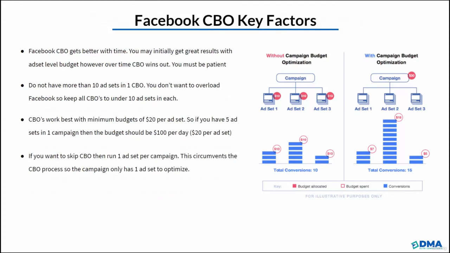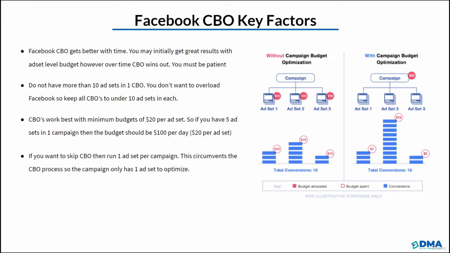Now, let's take a look at some campaign budget optimization key factors. What we want to keep in mind is that Facebook campaign budget optimizations get better with time, okay? You may initially start out with great results if you're setting the budget at the ad set level. However, in the long run, over time, the CBO wins out because it collects more data, more information, and then Facebook is able to use its AI to appropriately optimize a campaign. And then we don't want to have more than 10 ad sets within one CBO. That's too much for Facebook to handle.